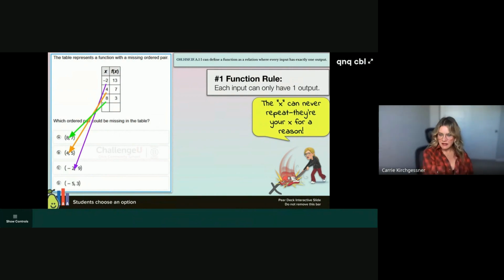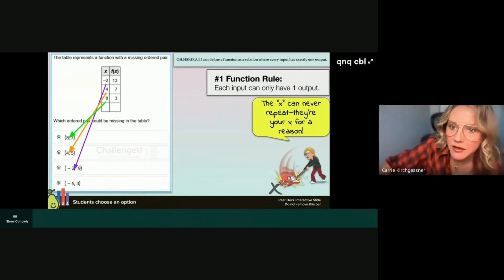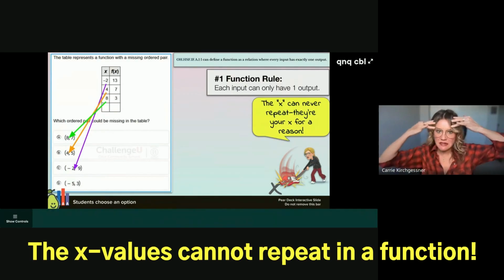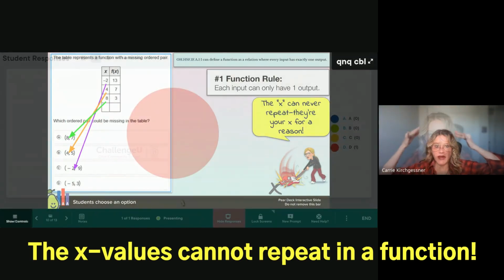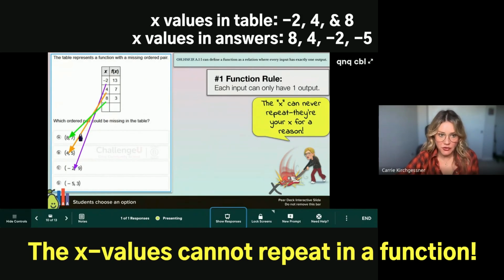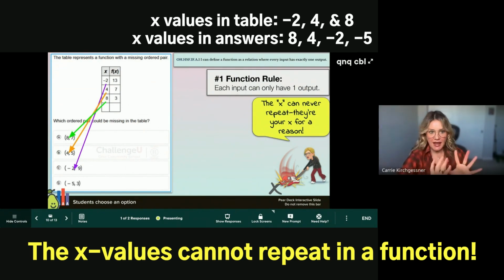I'm going to give you guys a minute to answer this one. Each input can only have one output, so the X cannot repeat. This is the way I remember it: they're your X for a reason. They cannot repeat. So (8, 7) is the first choice. Why is it not (8, 7)? It can't be A because 8 is already there. The X is repeating. We don't want the X to repeat.